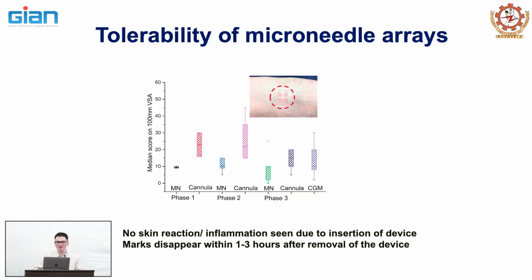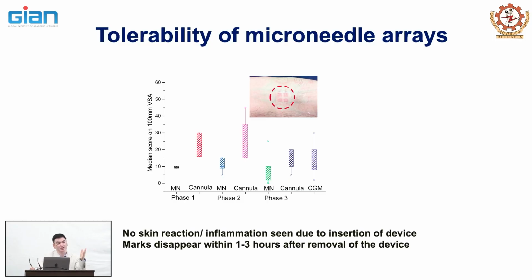Okay, coming on to the next part, which is on tolerability of microneedles. As I said, the first important thing we look at is tolerability of microneedle arrays, right? We normally do it in two ways. When we use these microneedle arrays or the subdermal devices, the first thing we do is look at how early the scars disappear, right? They might disappear in 2 to 3 hours, or they may disappear later on. Is there any sign of inflammation?